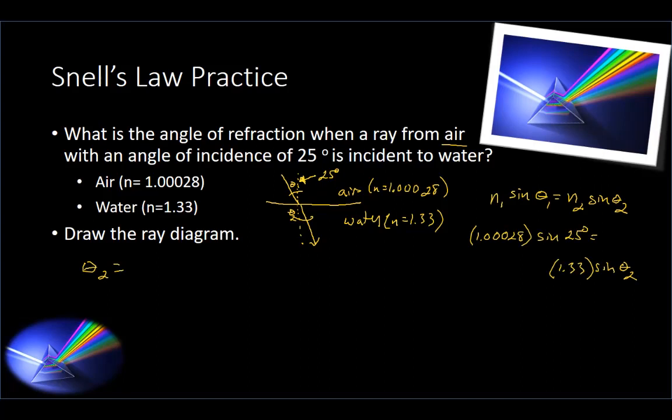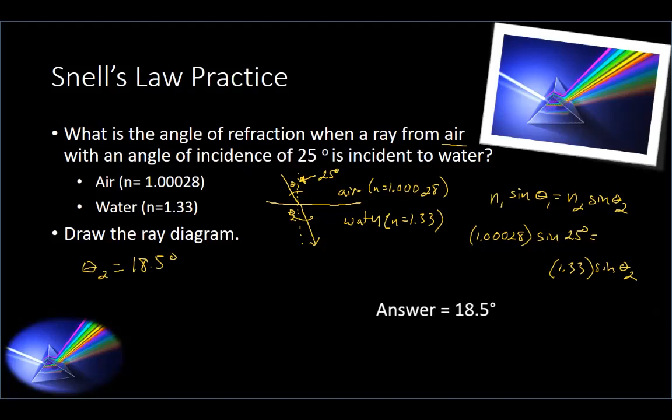Inverse sine, and we end up with a theta 2 of 18.5 degrees. All right, let's double check our work, see if it's what I got last night, and there you have it. Okay, so there is the process by which you use Snell's law to calculate the angle of incidence, or angle of refraction, I guess I should say.